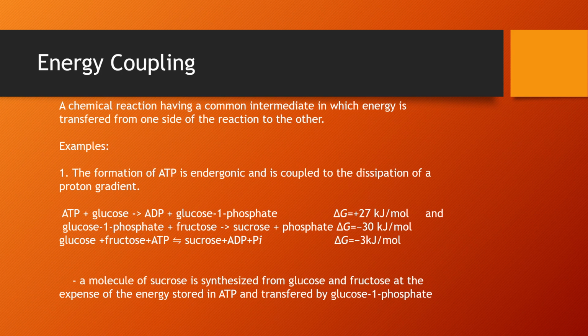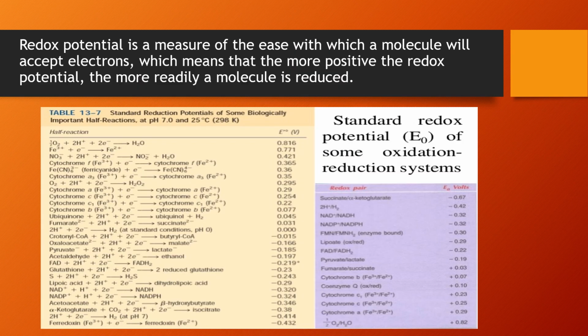Next, the last one mentioned here has the minus values. Why I am introducing these is that many of them serve as carriers in the electron transport system, and their redox potentials are arranged here. The standard redox potential is the measure of the ease with which a molecule accepts electrons.